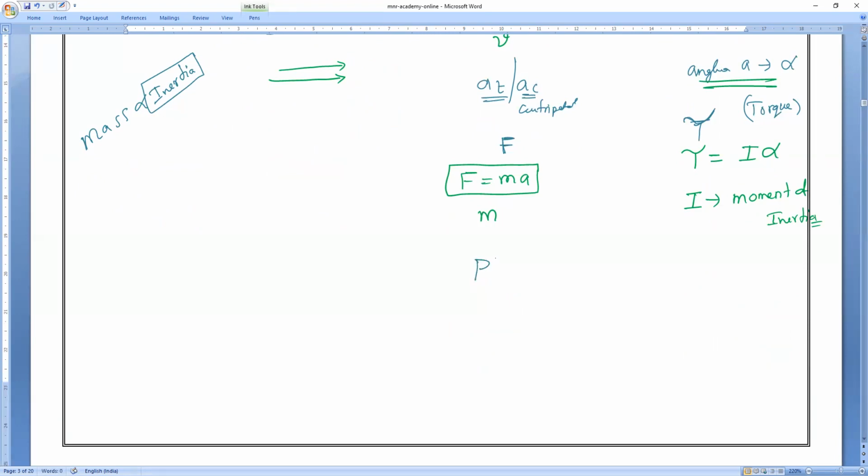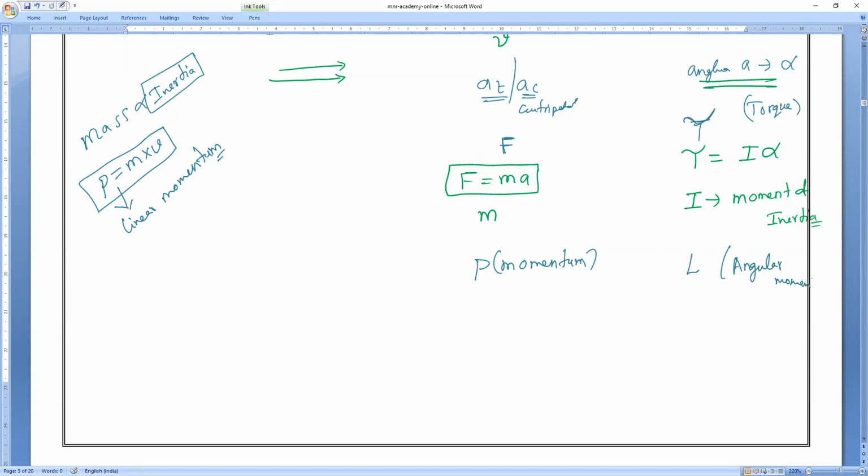Next, momentum. What is the momentum symbol here? Momentum, you studied in 9th class, even 10th, and now also. Momentum is equal to mass into velocity. We can also call it linear momentum. Now here, rotational: angular momentum. The symbol for angular momentum is L. So please all of you remember. This is the difference between them.